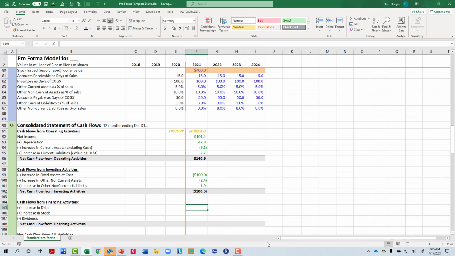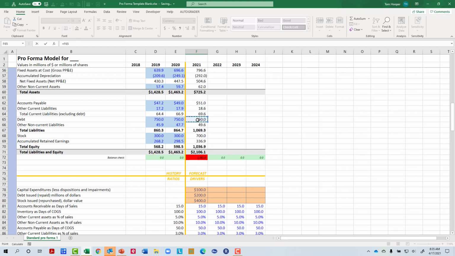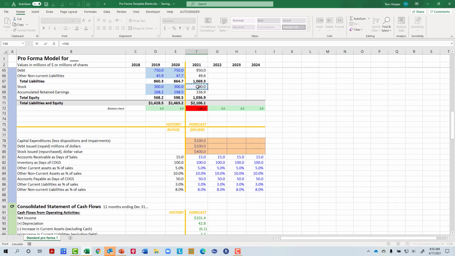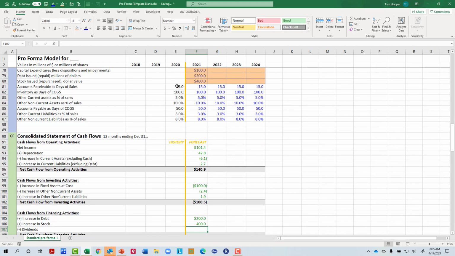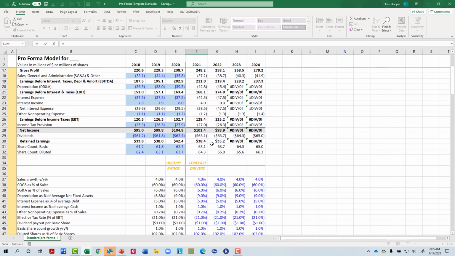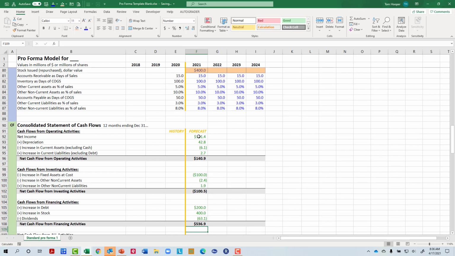Now that debt that we issued, the whole point of doing that was to raise some cash. So current debt minus previous debt shows that we did in fact raise 200 in cash, and that 400 in stock that we issued, 700 minus the 300, shows that we did in fact raise 400 in stock. And now the dividends that we used to pay our shareholders, so what we took out of the net income and paid the shareholders with, was a use of cash, so it's negative. And so our cash flow from our financing activities was 536.9.